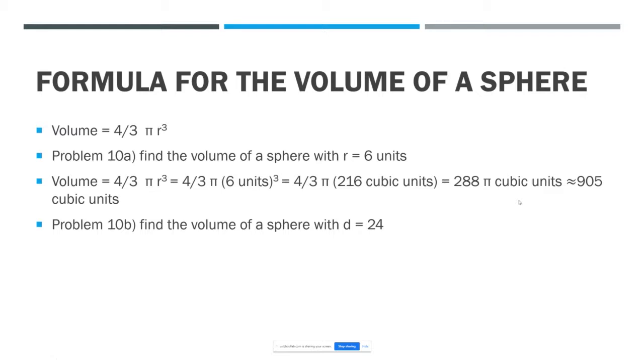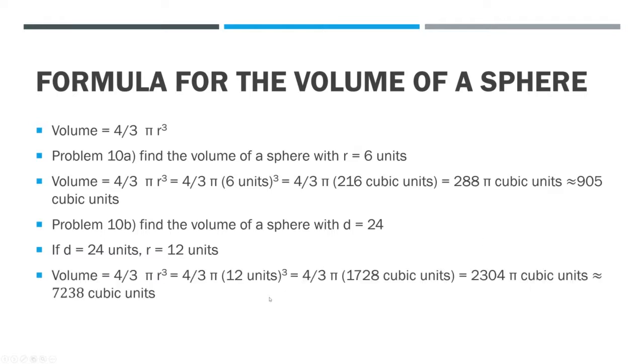We're going to find the volume of a sphere where the diameter is 24 units. If the diameter is 24 units, then the radius is going to be 12 units. And then we plug in the 12 units for r. So we have 4/3 pi times 12 units cubed, which gives me 4/3 pi times 1,728 cubic units, or 2,304 pi cubic units. And this is 7,238 cubic units.